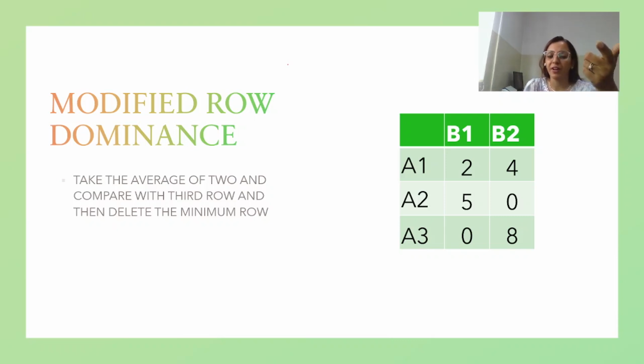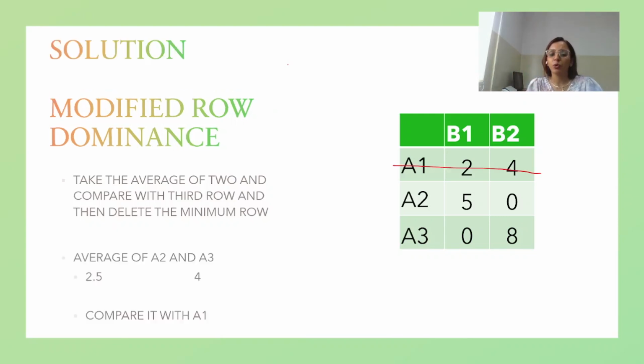Now compare 3.5 and 2, the average of A1 and A2, with A3. 3.5 is greater than 0, but 2 is less than 8. So we are not able to find the situation. Then again we have to play the game of which two to average. Now we do the average of A2 and A3: 5 plus 0, the average will be 2.5, and 0 plus 8, the average will be 4.